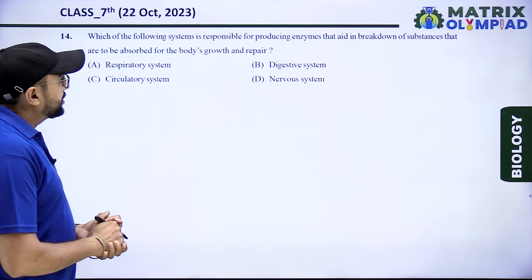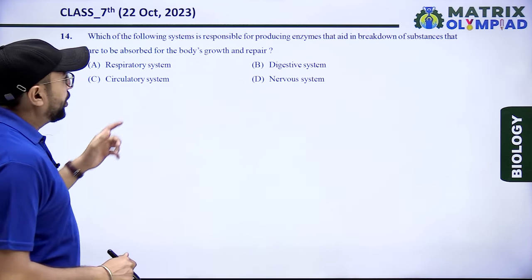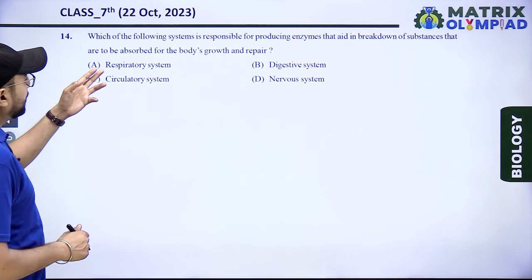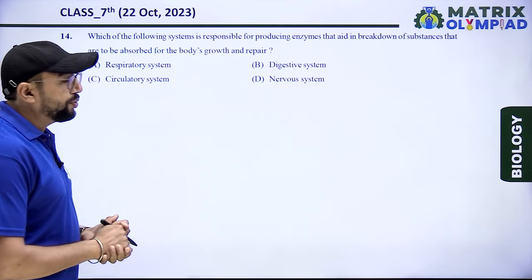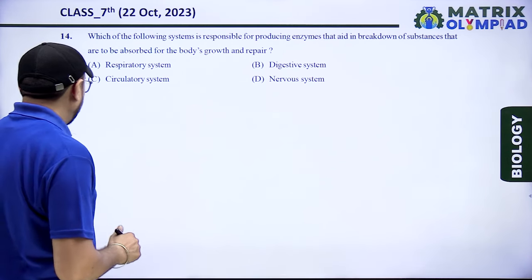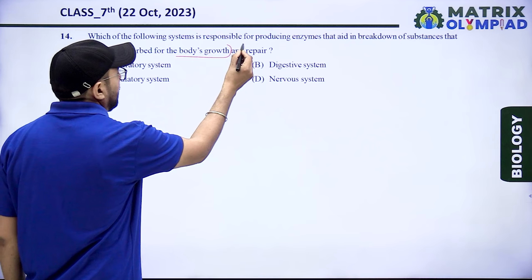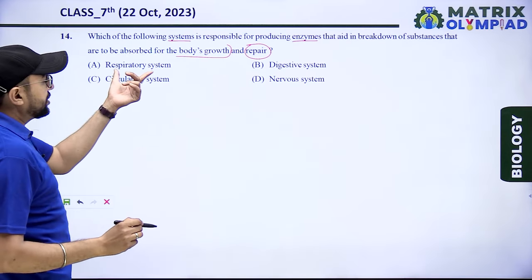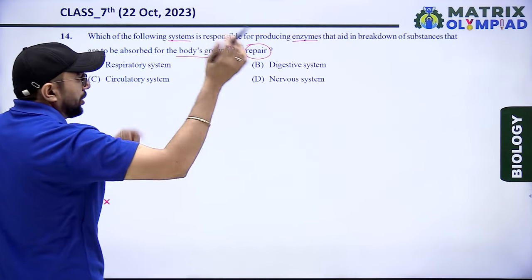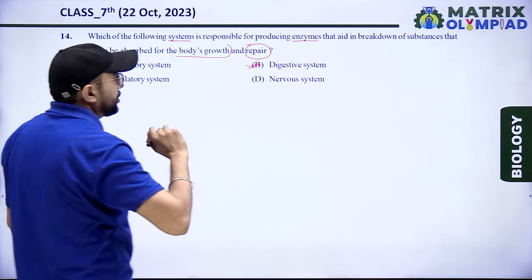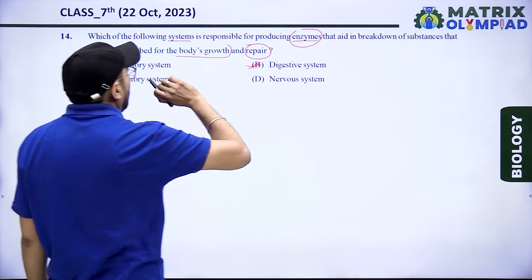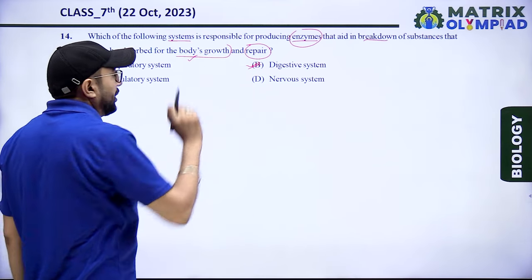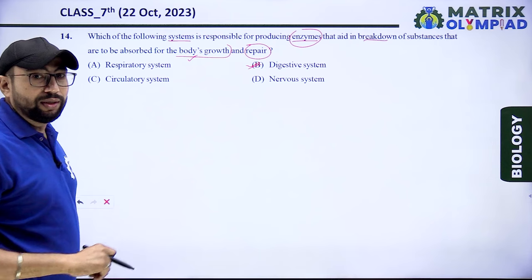Which of the following systems is responsible for producing enzymes that aid in breakdown of substances that are absorbed for the body's growth and repair? Respiratory system does not release any enzyme. Digestive system is the right answer according to the question, that releases so many enzymes for breakdown of substances and is responsible for body growth and repair. So, right answer is option B.